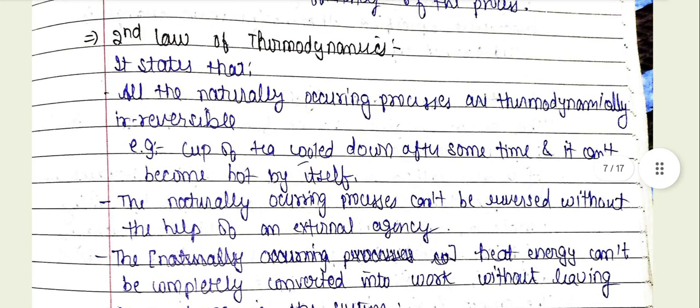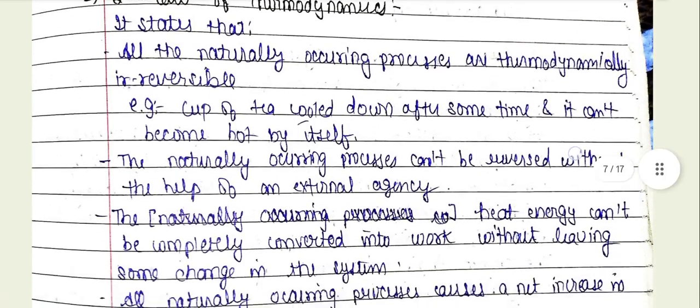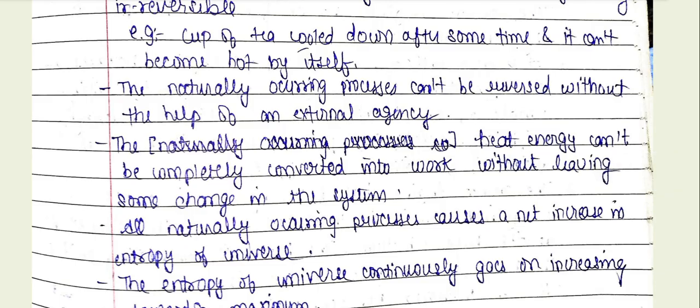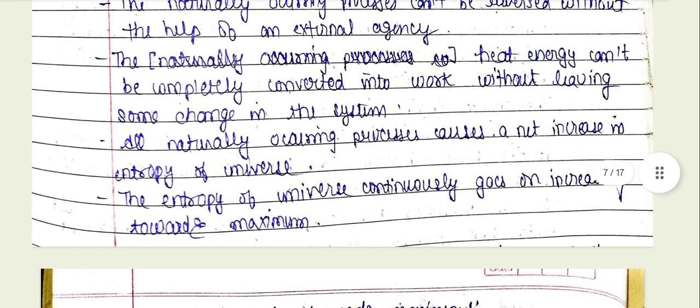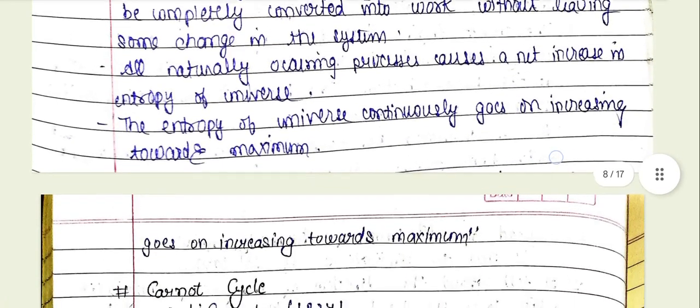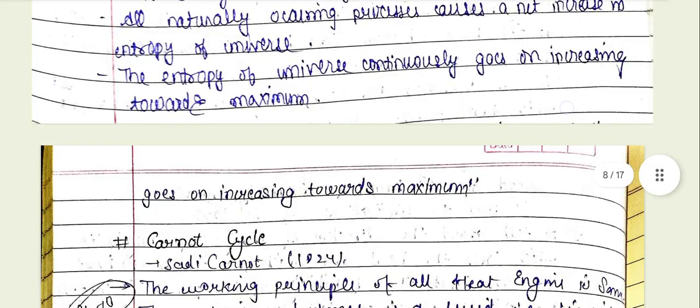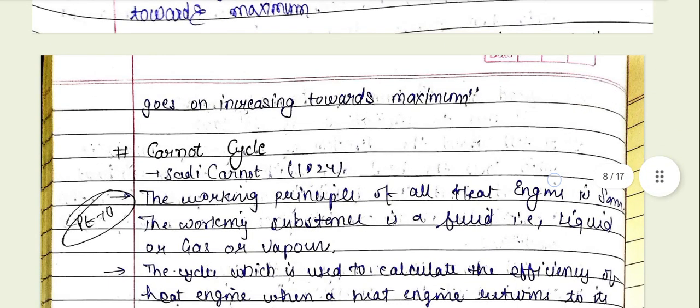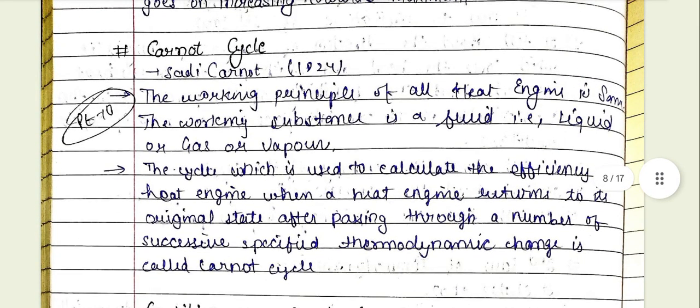Second law of thermodynamics. It states that all the naturally occurring processes are thermodynamically irreversible. For example, a cup of tea cools down after some time and it can't become hot by itself. The naturally occurring process cannot be reversed without the help of any external agency. The heat energy cannot be completely converted into work without leaving some change in the system. All the naturally occurring processes cause a net increase in the entropy of the universe. The entropy of the universe continuously goes on increasing towards the maximum. Carnot cycle.